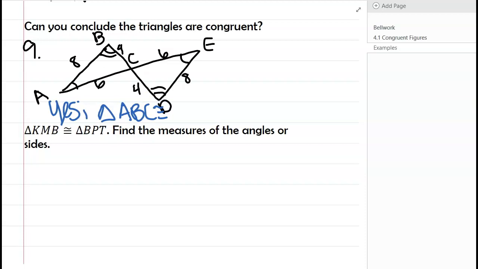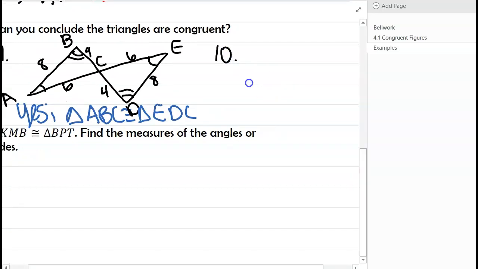What matters is the second triangle is named the same way. So if the first letter is A, the first letter in my second triangle needs to be the angle that corresponds with A. What angle corresponds with A? E, yeah. What angle corresponds with B? D. And what angle corresponds with C? Good.